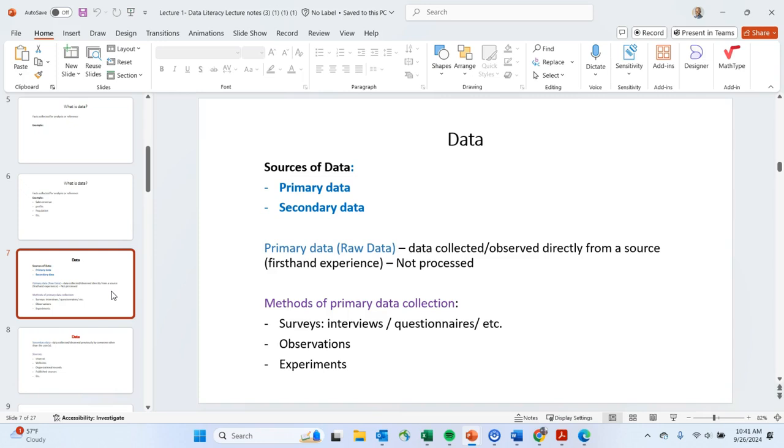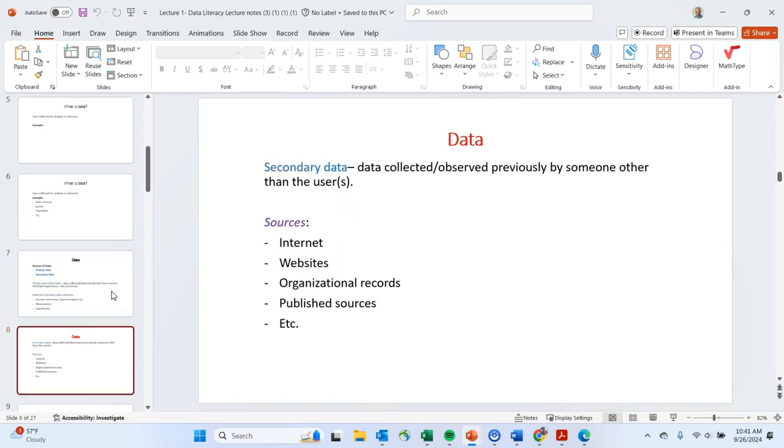Now, what are the sources of data? We can get data from two sources. One is primary data, and second is secondary data. Primary data is the data which is collected for the first time, and secondary data is data which has been collected and organized. Primary data can be collected by surveys, observations, experiments, and so forth, while secondary data can be obtained from different sources, including internet, websites, organizational records, published sources, and so forth.